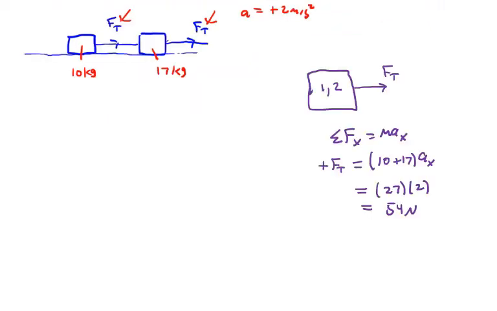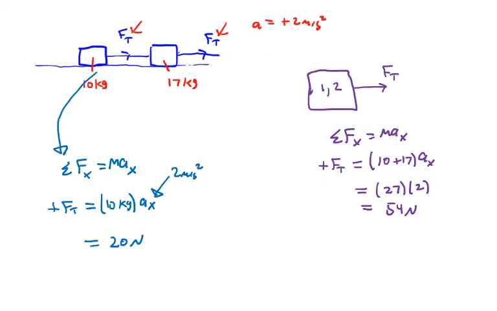Okay, so for the first part, to combine those together, we have both masses, and we can determine the force of tension, which in this case, having those two masses together, the tension force would be 54. And then for this one, just the 10 kilogram mass, we have the acceleration, we have the mass, and so the tension force felt there would only be 20 newtons.